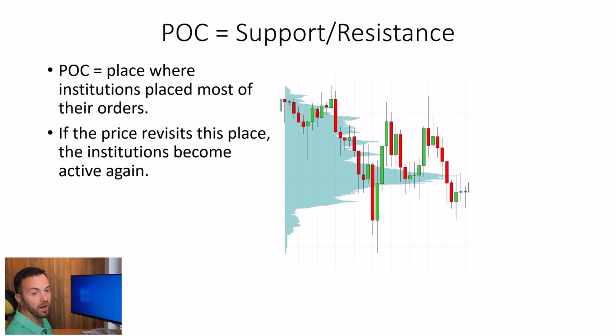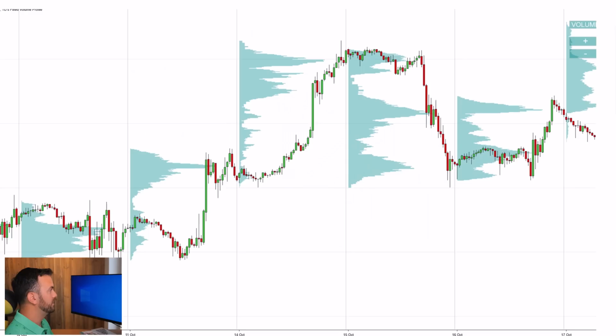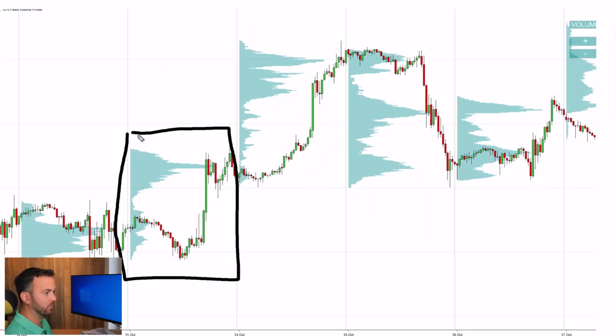So basically the logic behind what I'm going to show you is institutions defending the place where they were active before, which is the point of control. Okay, so let me show you a long trade scenario. Let's take a look at this volume profile. It has a very nicely visible point of control, which is right here, this level. That's the point of control. Let me draw a line here.